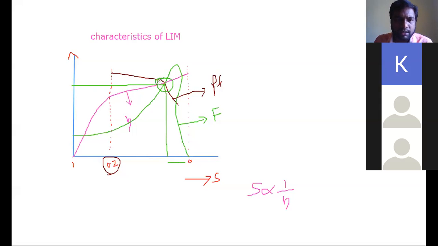So the maximum efficiency can be achieved only at this point. Suppose there is an intersection here: if you see here, only two parameters, thrust force and power factor, are available. If you see here, efficiency and thrust force only are available. So all three parameters are interlinked only at this point. This point can be said to be the operating point. At this point, we can get better performance for a linear induction motor.